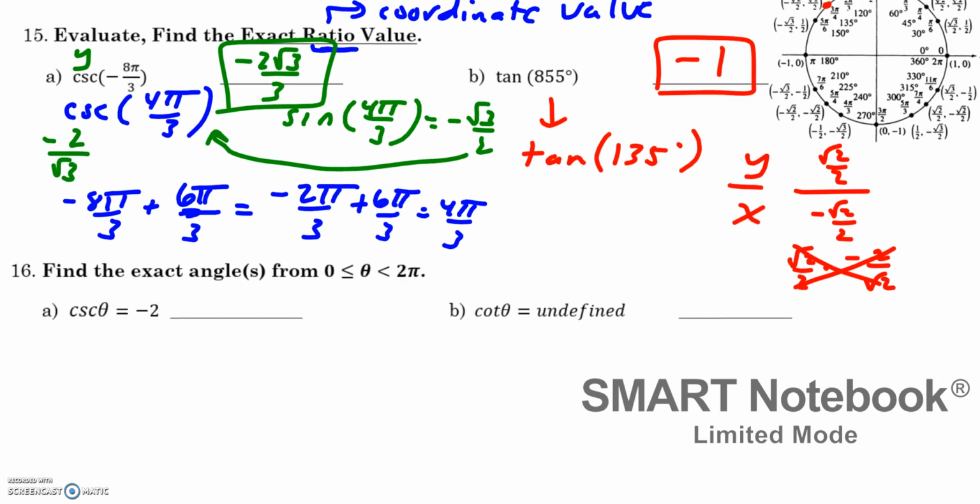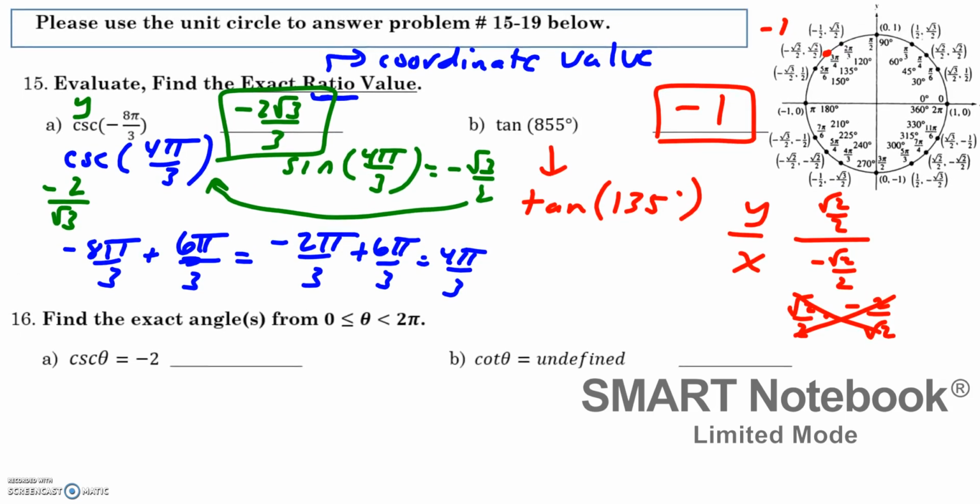Number 16, find the exact angles from 0 to 2 pi. So again, what this direction really means is that there are two answers. So I'm going to write that down again here. So we really have two answers, and they're in radians.